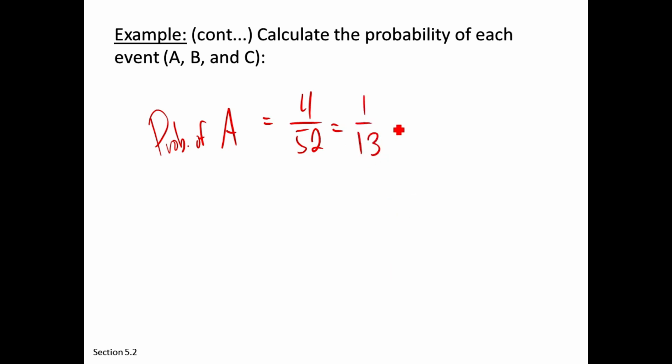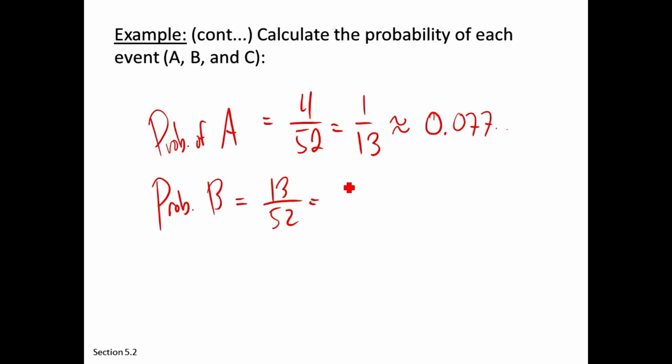Which would be some decimal, 0.077, something like that. Okay. What would be the probability of B? 1 in 4. There's 13 of them out of 52. Yep, that's going to reduce to 1 in 4, which is 0.25.